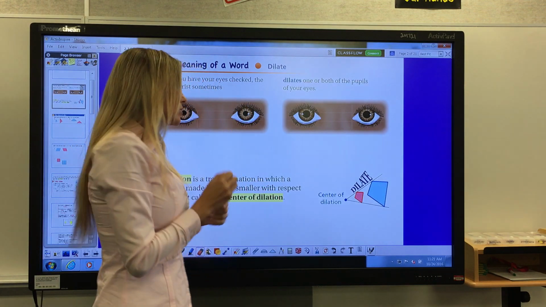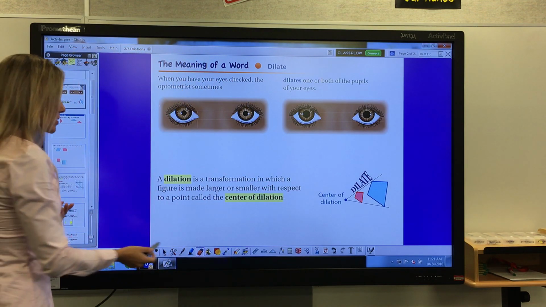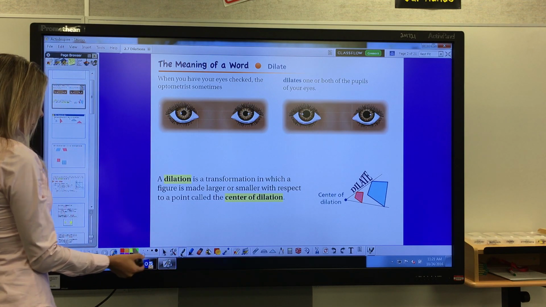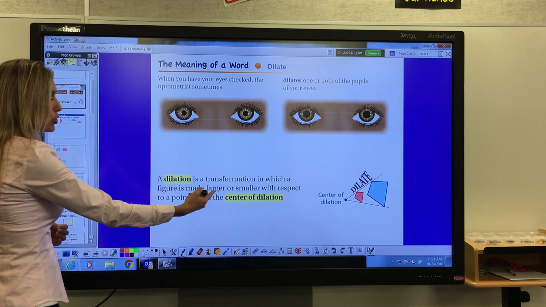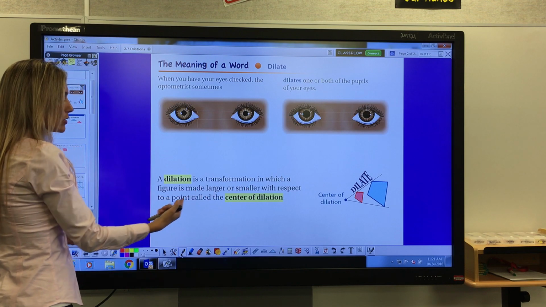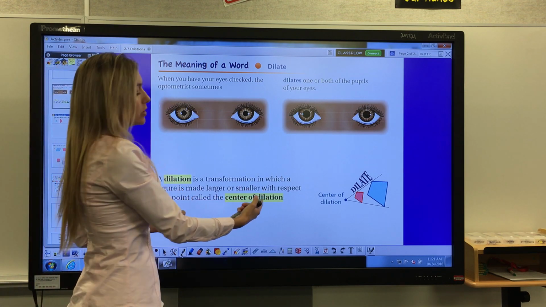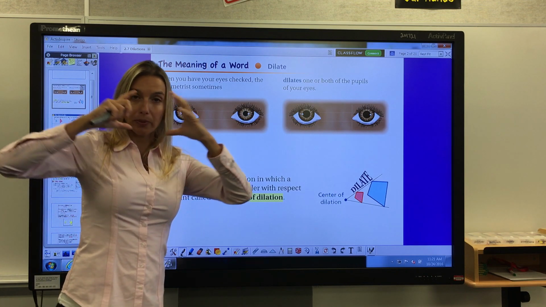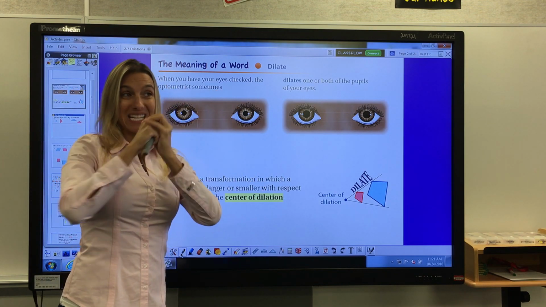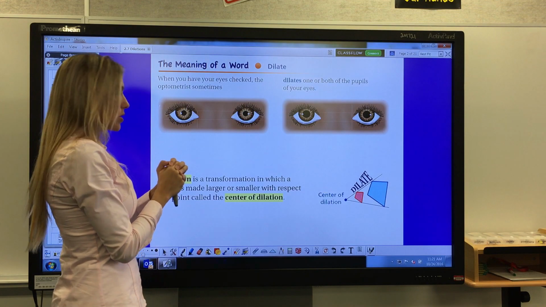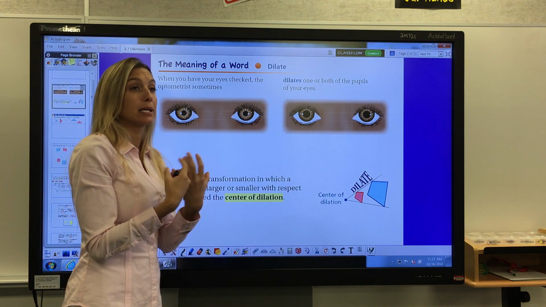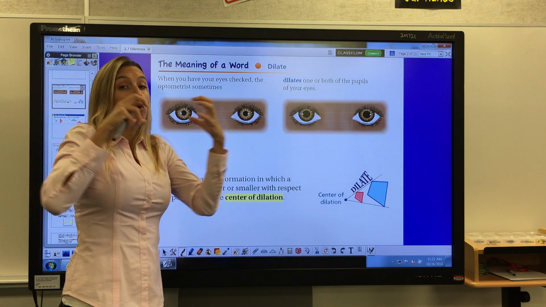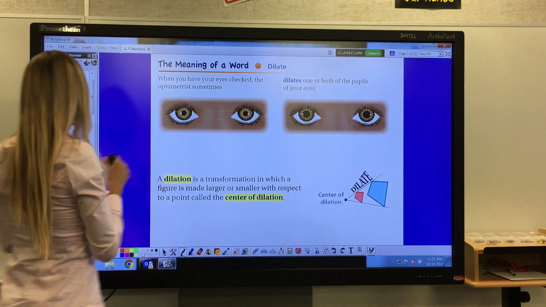So dilation, the definition of dilation, is a transformation in which a figure is made larger or smaller with respect to a point called the center of dilation. So you have an original image and the image is either going to get bigger or it's going to get smaller. Dilation is the only transformation that can increase or shrink an image.